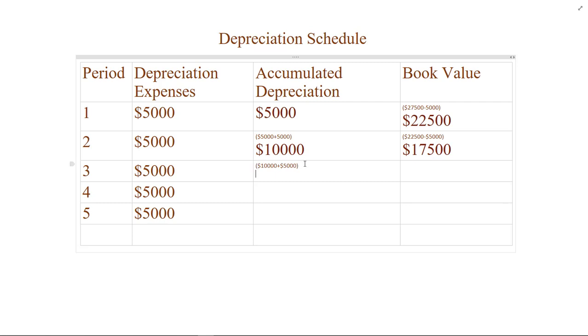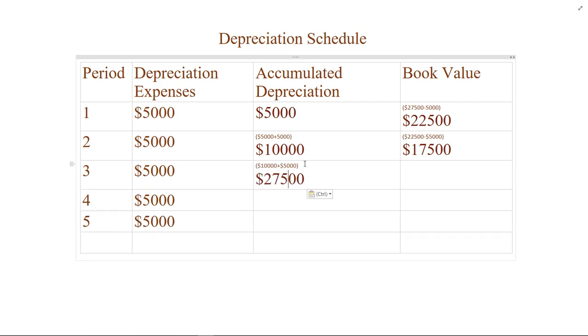That's equal to 15,000. So I will write it as 15,000. It means 10,000 plus 5,000, that's 15,000. The total value of the asset which has decreased, that's equal to 15,000.